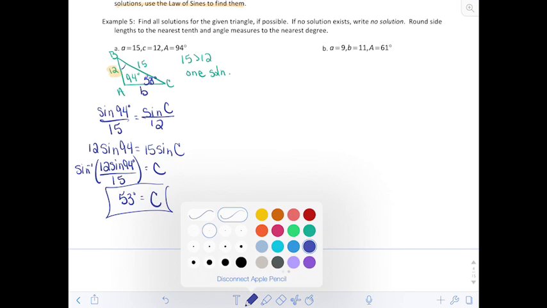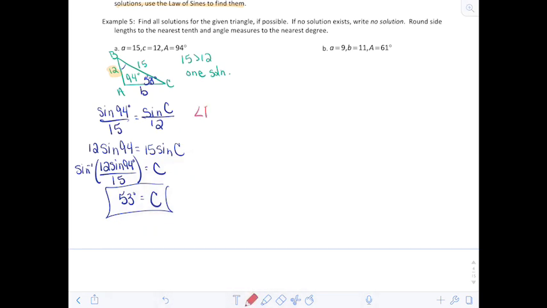So now I can find angle B, because I know angle B will be 180 minus 53 plus 94, and that's going to give me an angle measure of 33 degrees. So there's angle B. The last thing I need to find is side B.